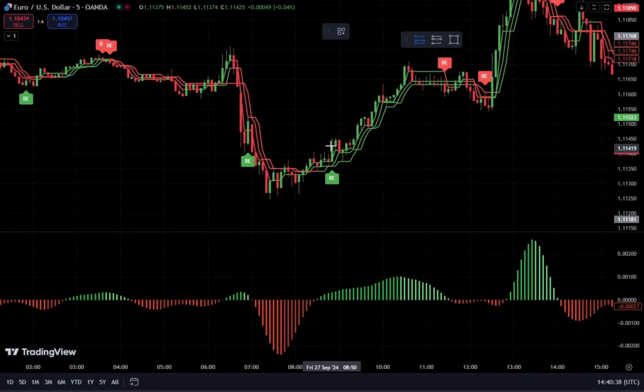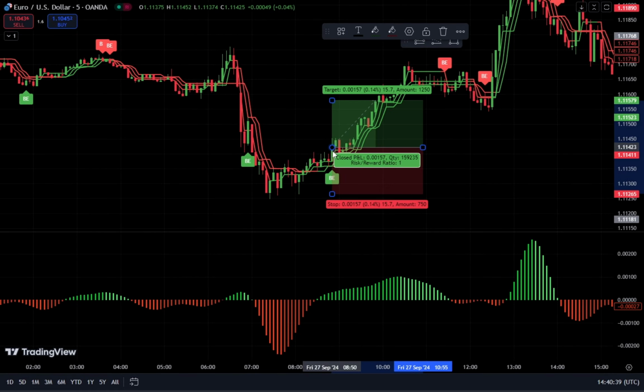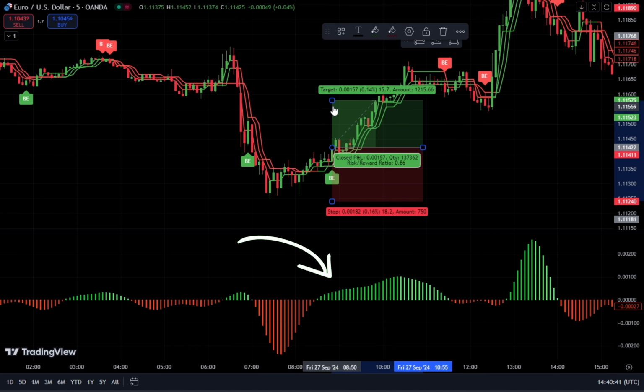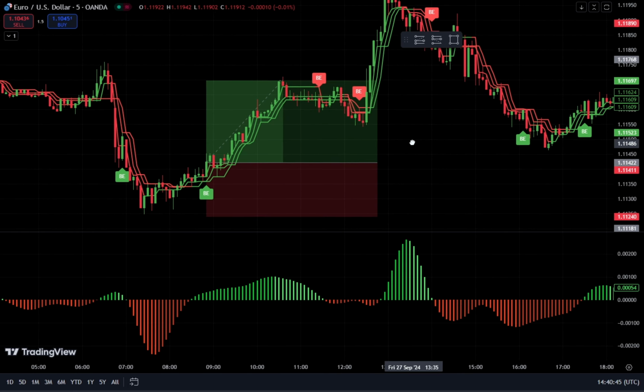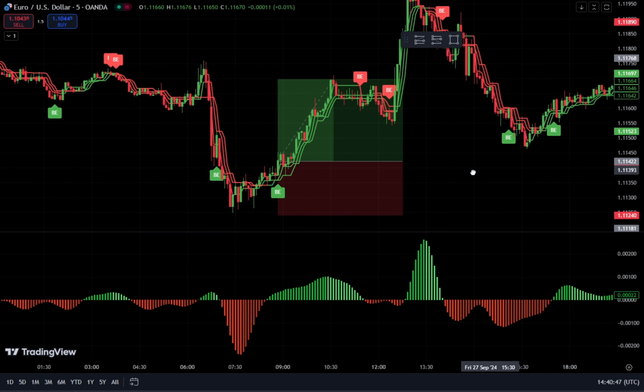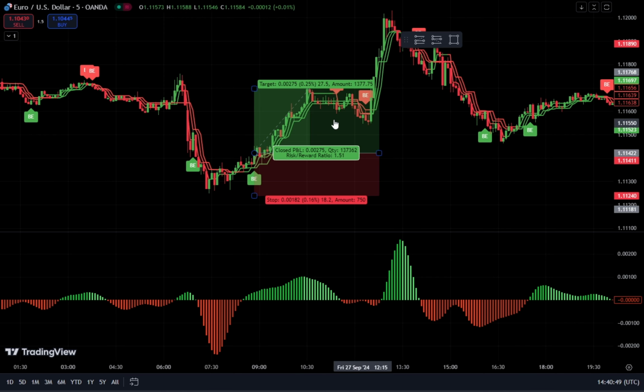But before jumping in, ensure the confirmation is valid. Both half trend lines must be green, and the triangular momentum oscillator should be showing an uptrend. If all conditions are met, place your buy order after the candlestick closes. Place your stop loss at the last swing low, and aim for a risk-reward ratio of 1 to 1.5.